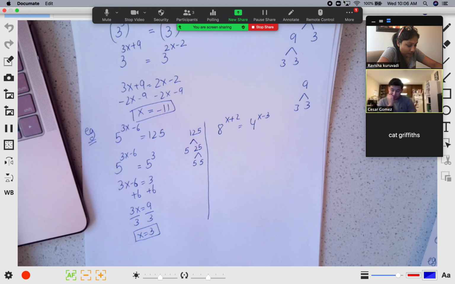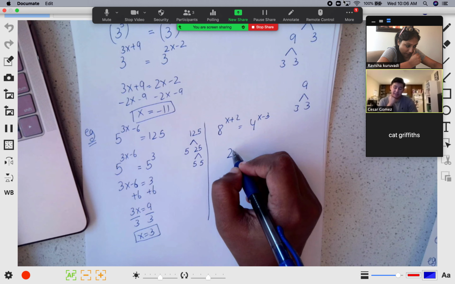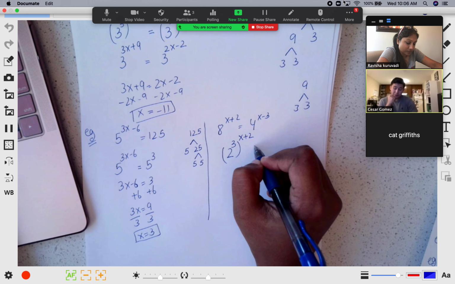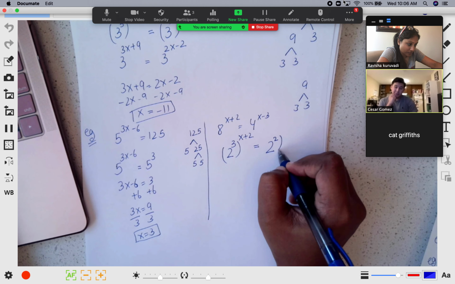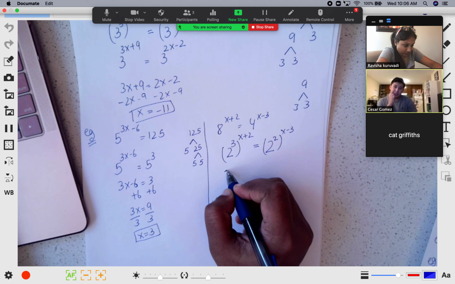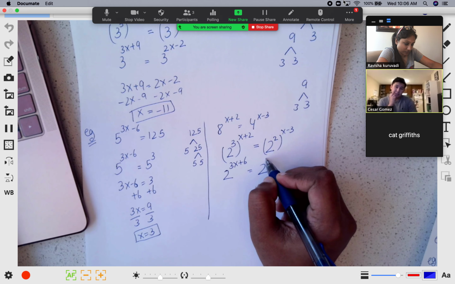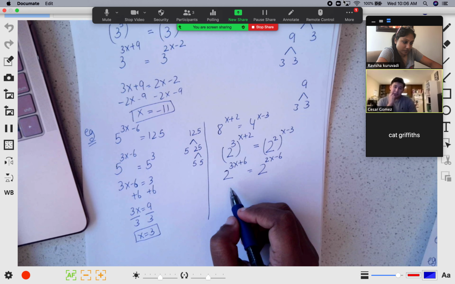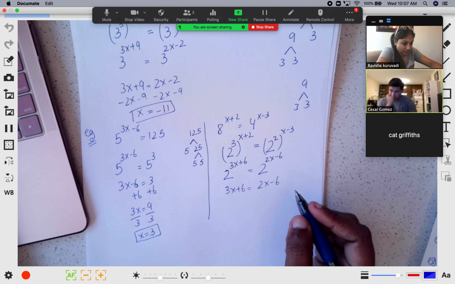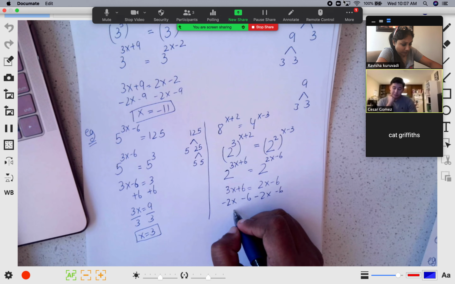Yes. So I made them the same base of 2. Okay. So 8 to the power of x plus 2, I turned that into 2 to the power of 3 to the power of x plus 2. And then the 4, I turned into 2 to the power of 2 to the power of x minus 3. Okay. When you open the bracket, what did you get? Distributed the 3, so I got 2 to the power of 3x plus 6. Then I distributed the 2, so I got 2 to the power of 2x minus 6. And then I made the powers equal to each other, so 3x plus 6 equals 2x minus 6. I subtracted over the 2x and subtracted over positive 6. And I got x equals negative 12. Perfect.